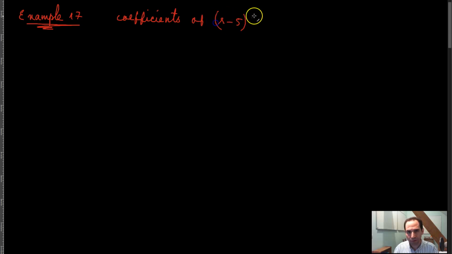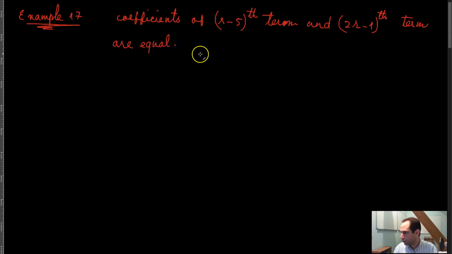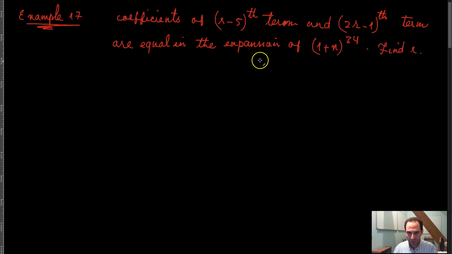So basically we know that the coefficients of the r minus 5 term and the 2r minus 1 term are equal, and in the expansion of (1 plus x) raised to the power 34, you want to find r. So in this expansion, you want to find these two terms first.